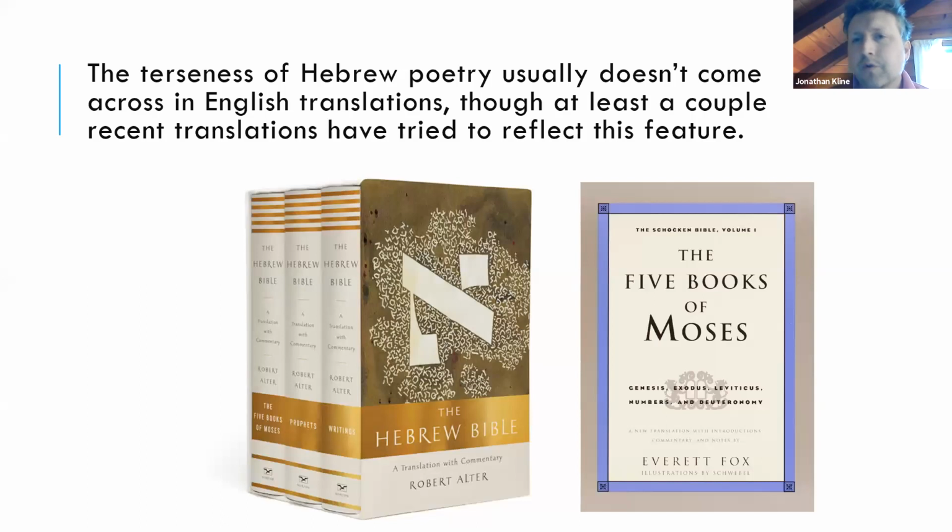The terseness of Hebrew poetry usually doesn't come across in English translations, though at least a couple of recent translations have tried to reflect this feature. Robert Alter actually spent the last few decades translating the entire Hebrew Bible, and it's a magisterial accomplishment. It's just come out in a nice three-volume set, after coming out in fascicle versions over the years. So I'd recommend taking a look at that. There's also the very literalistic translation by Everett Fox called The Five Books of Moses. It can be very enlightening because it can help you see some of the patterns going on in Hebrew, particularly the concision. But it's so literal, it can be a little confusing sometimes.